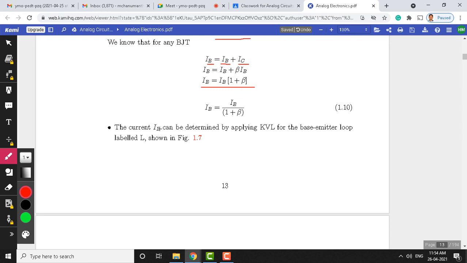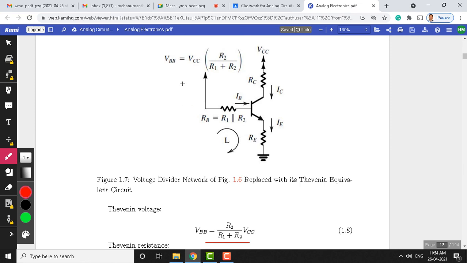The emitter current IE can be determined by applying KVL for the base emitter loop. So, now we can apply KVL for the base emitter loop in this way. What do you get here? Minus VBB plus IB times R1 parallel with R2, plus VBE. You should not forget VBE; this is VBE. And IE times RE. Look at how many terms you get here.